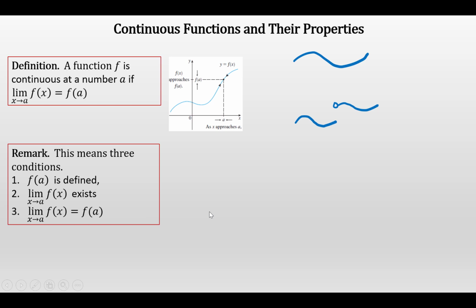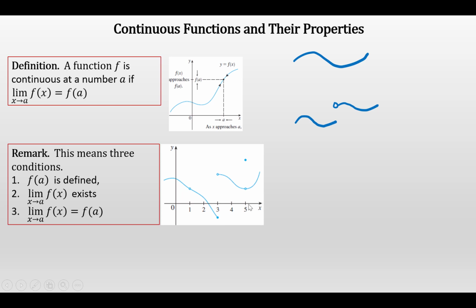Let's take a look at some pictures here. At x equals 1, as you can see, f(1) is undefined because there's an open circle here. So the limit does exist, but because f(1) is undefined, f(x) is automatically not continuous at x equals 1. At x equals 3, the left limit and the right limit do not match. Therefore, the limit does not exist. So f is not continuous at x equals 3.